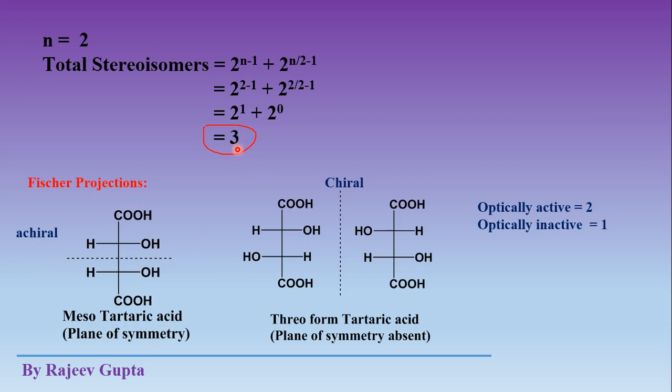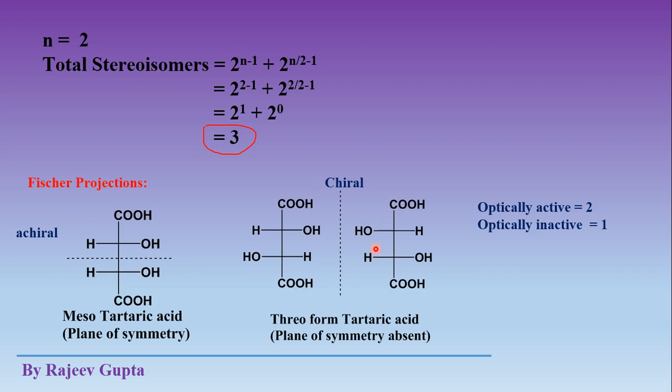Now the second possibility is that these two hydroxy groups could be on opposite sides. This is the second possibility of a stereoisomer. So this type of molecule, which is a threo arrangement, is one in which we can see that the plane of symmetry is lost here. Okay, so it is an optically active compound, it is a chiral molecule, so its mirror image will be its enantiomer.